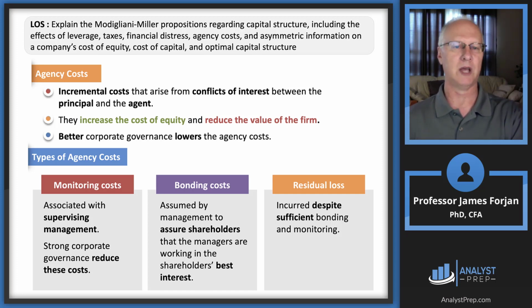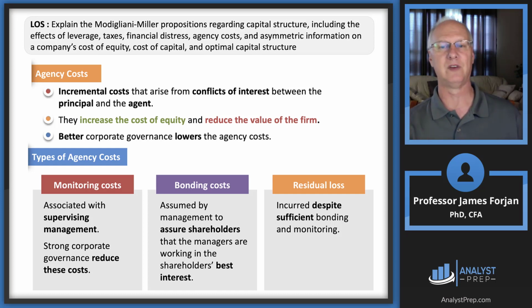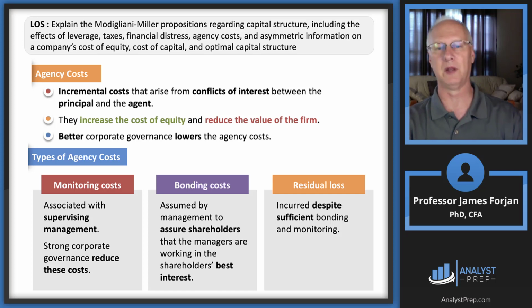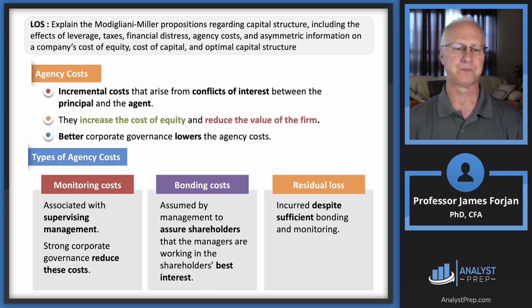So here we go. Types of agency costs. So we have monitoring costs, associated with supervising management, right? So what do we monitor? Board of directors, of course. Look at that third circle point. Let me repeat this. Better corporate governance lowers the agency cost. Boy, don't we have a whole reading on corporate governance? Those are fascinating discussions on the board and the board's responsibility for things like compensation and replacement and all that kind of good stuff. So look at the bottom left. Strong corporate governance reduces these costs. Of course, we know that.